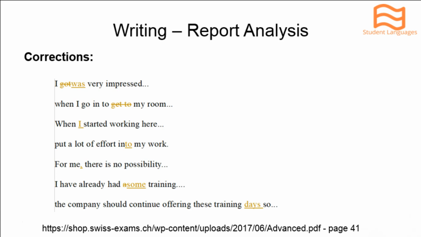In the third sentence, we need the subject, I. In the next sentence, we say, put effort into something. Always put effort into. In the next sentence, there should be a comma. For me, there is no possibility.